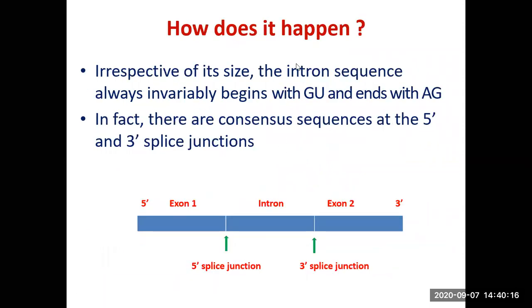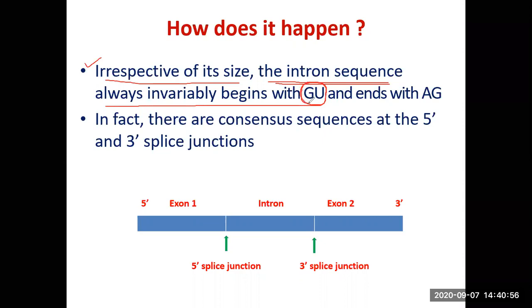Now, irrespective of their size, if intron sequences are so precisely removed, there must be something so that every time splicing is undertaken, only the intron portion, not one nucleotide on the left and not one nucleotide on the right, is removed. So there has to be some mechanism, and that mechanism is that irrespective of the size, the intron sequences always invariably begin with GU. See, nature has provided a very ingenious way.